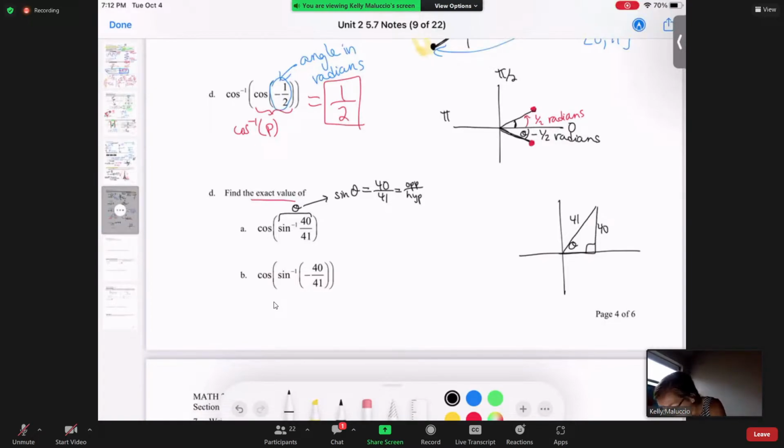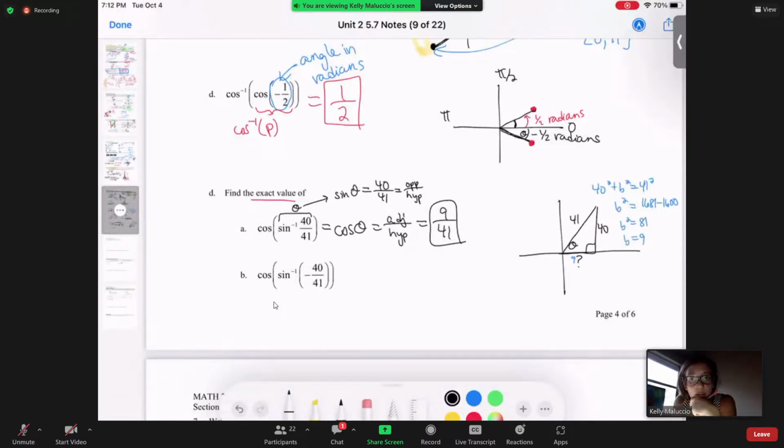If I just find this side, then cosine theta is just going to be adjacent over hypotenuse, so I don't have to do any fancy work here. I do have to do the Pythagorean theorem. So I'll do 40 squared plus b squared equals 41 squared. Then b squared is 1681 minus 1600, that's 81, so that's nice. And so b is just 9. So my answer is just 9 over 41.